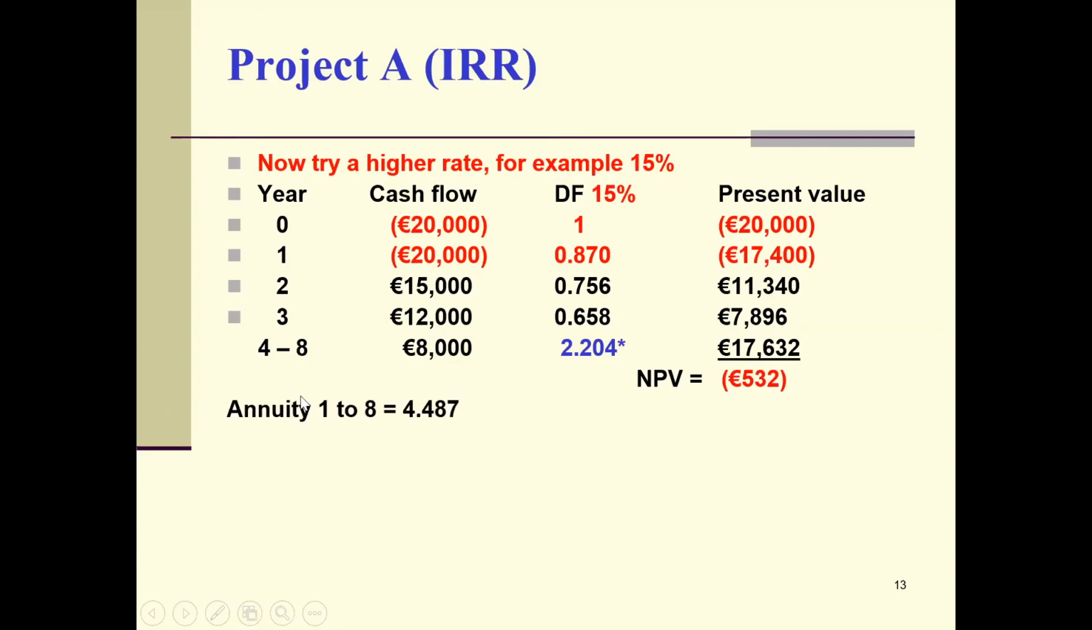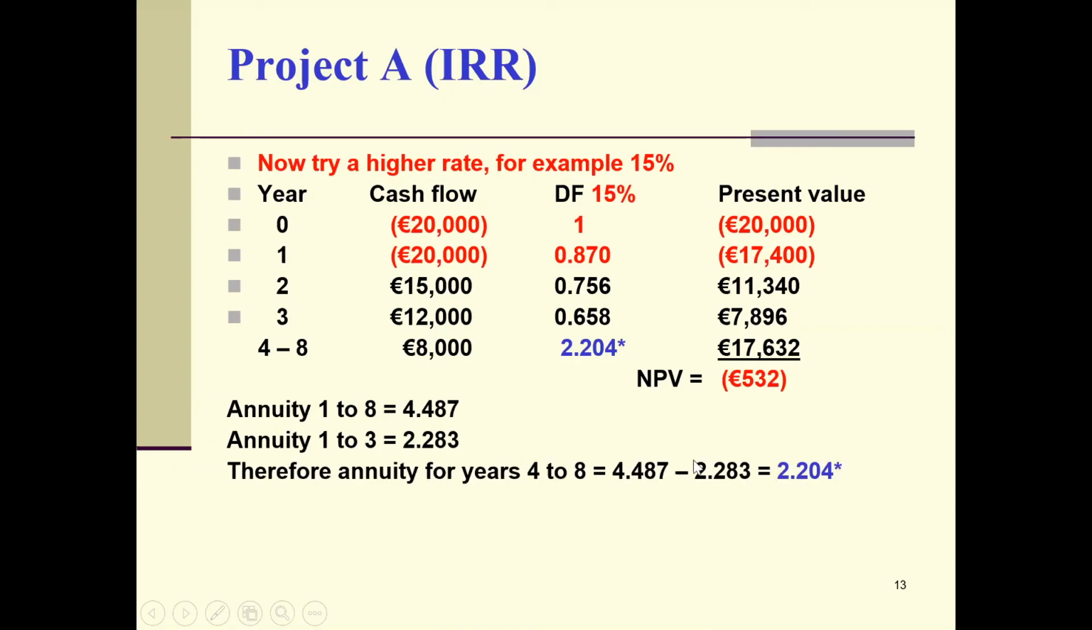But the bottom line is if I go 1 to 8 at 15%, this is from the annuity table, I'll get 4.487. I want to exclude years 1, 2, and 3. I want to get 4, 5, 6, 7, 8 and include 4, but exclude 1, 2, 3. So take 1 to 3. In your annuity table, you'll get 2.283. If I subtract the first 3 years from the first 8 years, I will get the years 4 to 8. So you take away the first 3 from the first 8, you'll have in time value years 4 to 8, and it turns out to be 2.204.